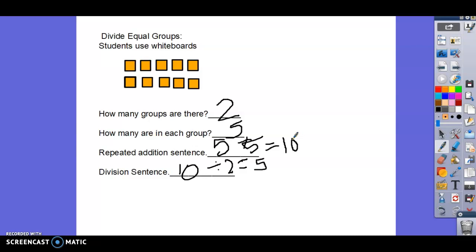Not bad. Awesome. Okay. What does the 10 represent? Raise your hand and tell me. The whole. What does the 2 represent? Haley? The number of groups. And what does the 5 represent? Oliver? Not all numbers, just the number in each group. Okay? All right, let's go to our next one.